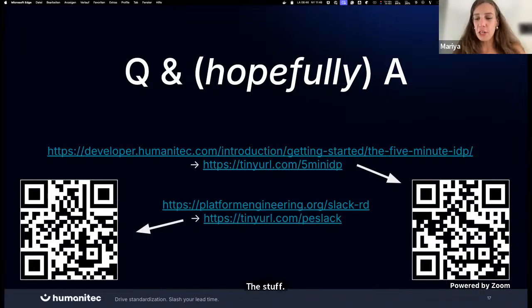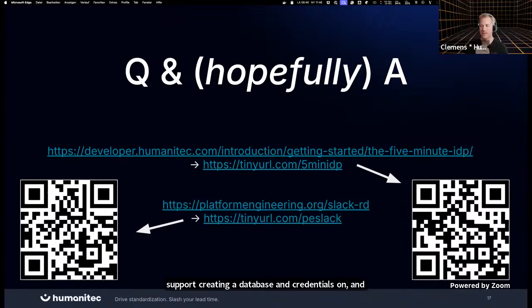True. There is a question from Leroy. Our company uses, for example, a hardware MySQL cluster. Does this also support creating a database and credentials on an already existing database server? Of course it does, right?